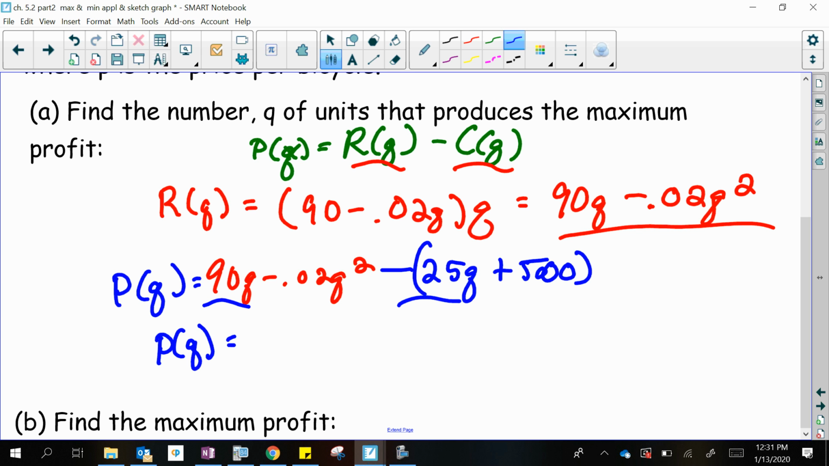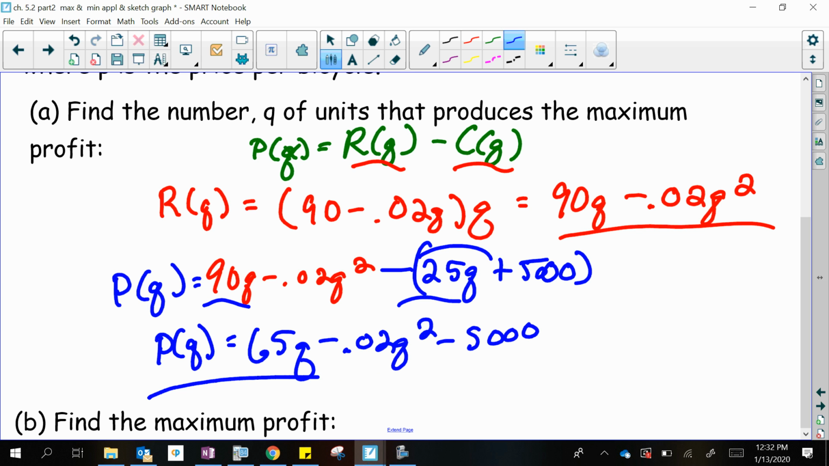90 minus 25 is 65Q. Nothing combines with the negative 0.02Q squared, right? And then we get a negative 5,000. Everybody agree with that? Because we have to distribute that negative. So that's our profit equation, right? So to find maximum profit, we're going to have to do what? Take the derivative, right? So actually, let's go and take the derivative.